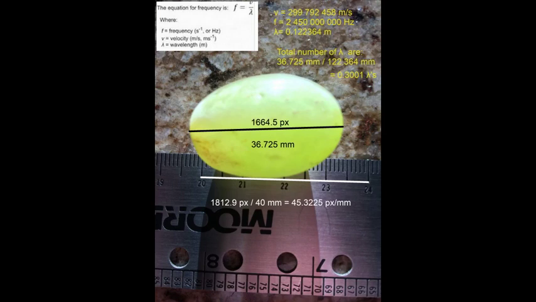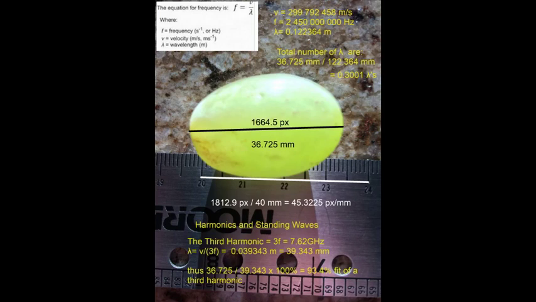See, this grape is really a dipole antenna with a length between 0.25 and 0.3 wavelengths. This is matched in order to allow for something that is going to give me harmonics, or a standing wave. In this case, you'll see that the third harmonic, 3F, or 3 times the frequency, is 7.62 gigahertz.